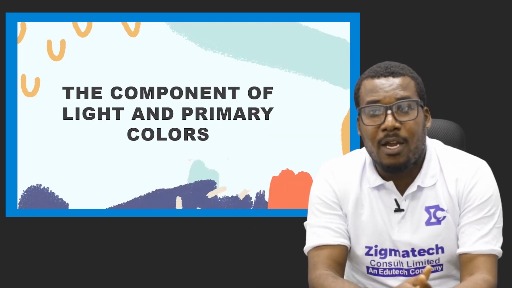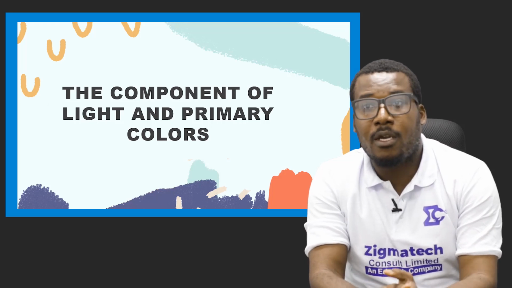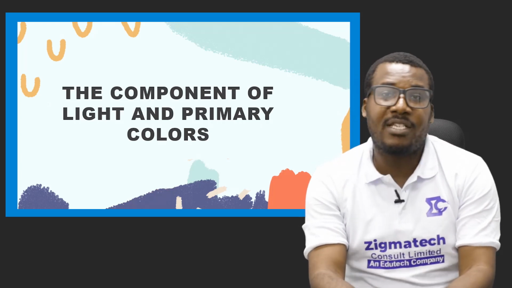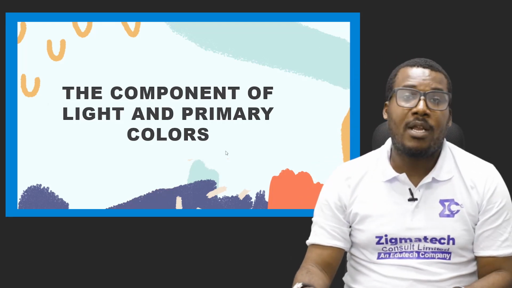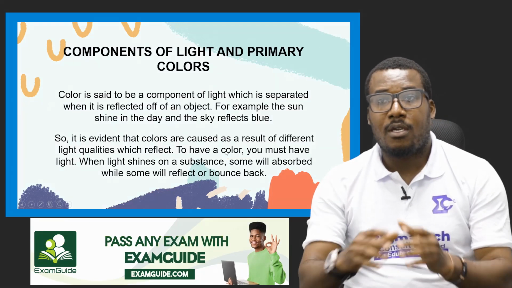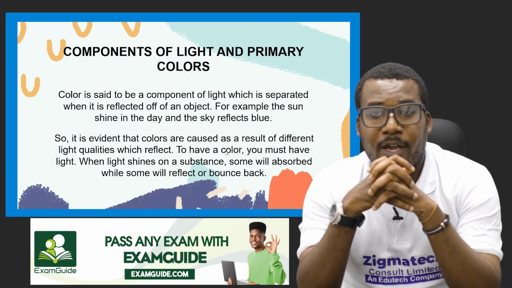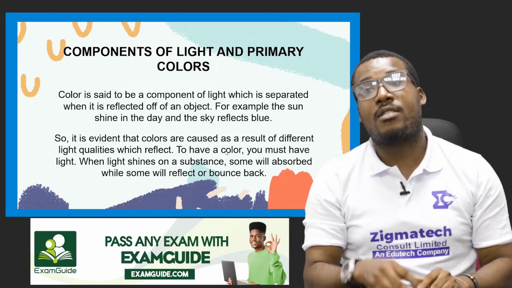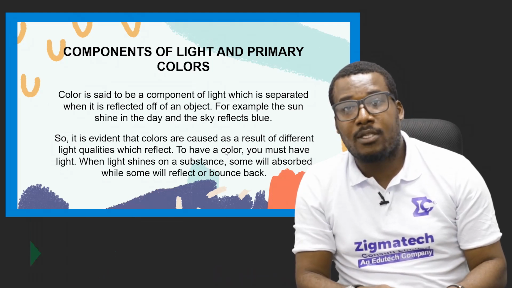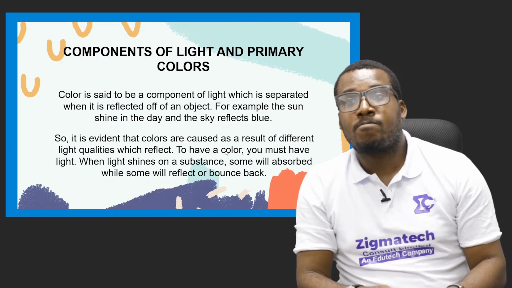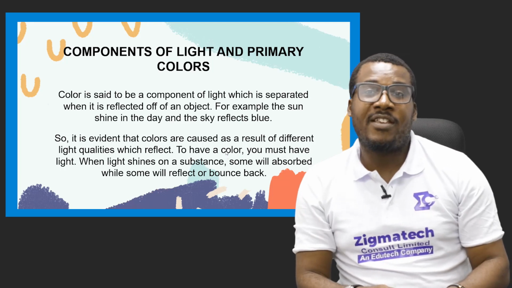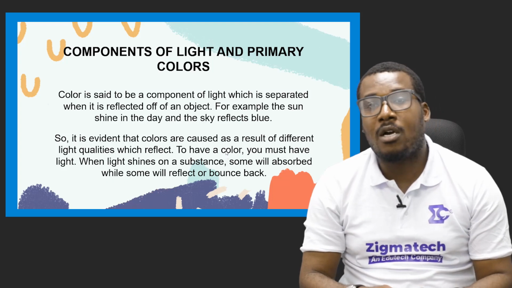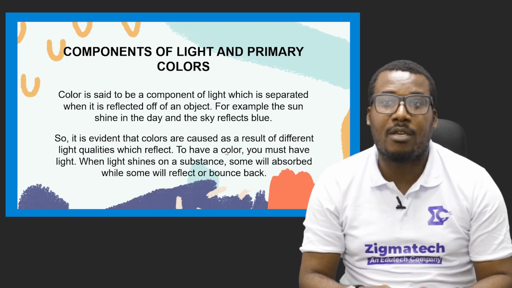Today we'll be talking about the components of light and primary colors, basic technology. Over the years we've come to know that light is a powerful force that makes up the different colors or the different rays of colors we find in our planet, in our ecosystem.